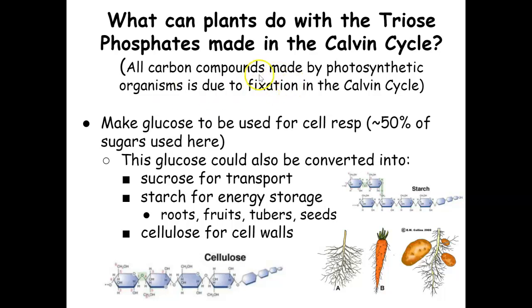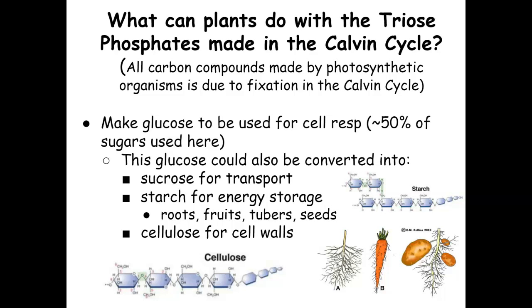So during fixation, most of the molecules will ultimately be used to produce the sugar. So we'll always make the triose phosphates, but then those triose phosphates will be used to make glucose. Glucose is the major energy source for cells, so about half of those triose phosphates will in fact be used to make glucose. But glucose itself can be converted into a lot of diverse compounds. We can combine it to make a disaccharide, sucrose. Sucrose is important because it's used for transport of sugars.